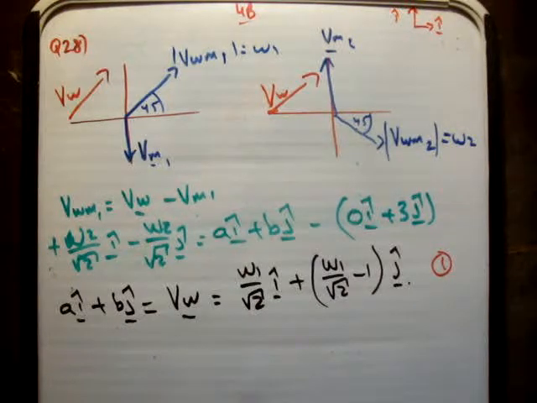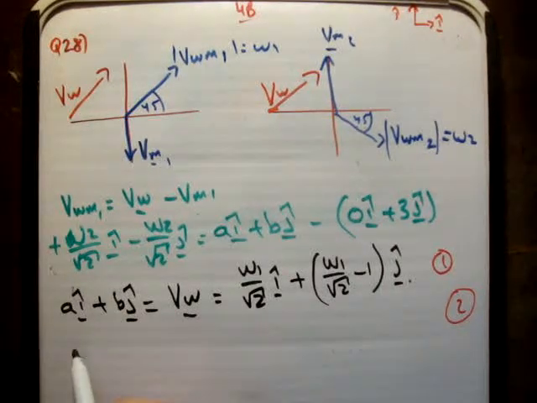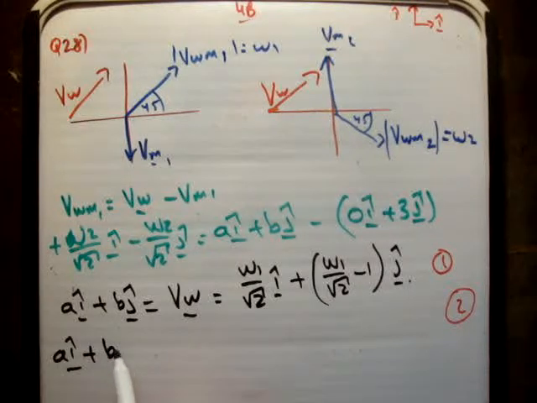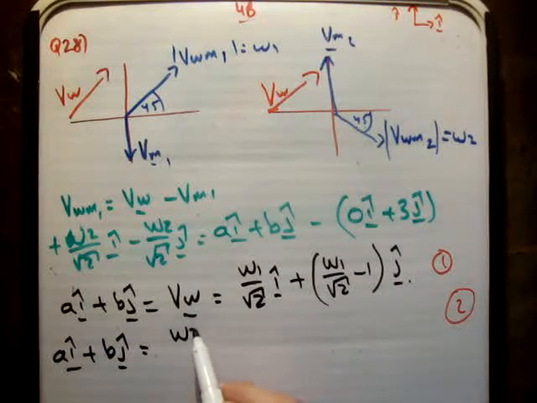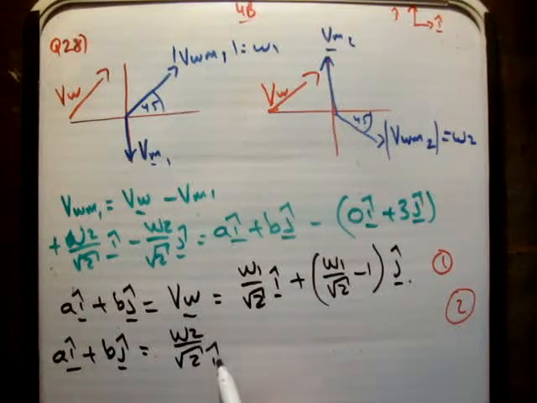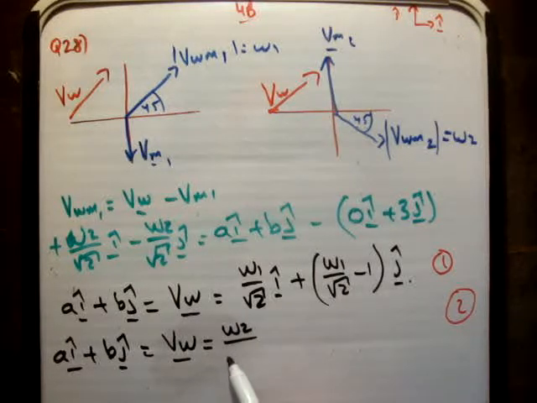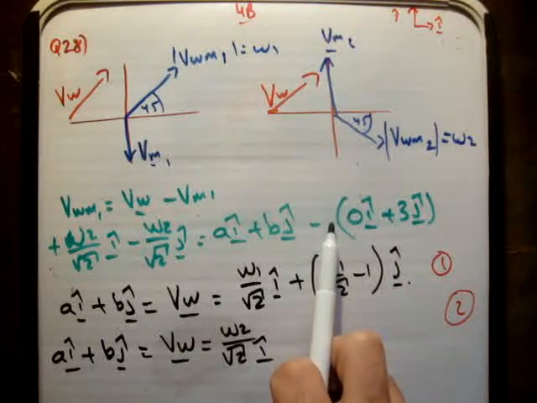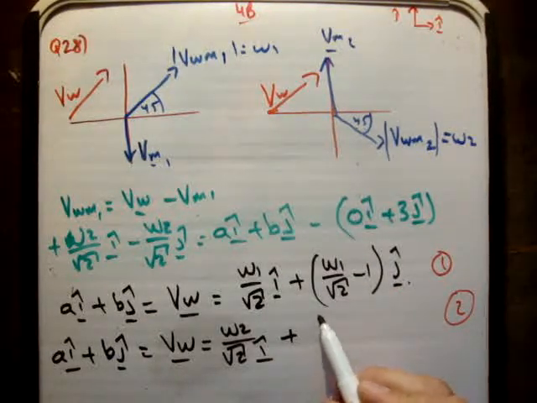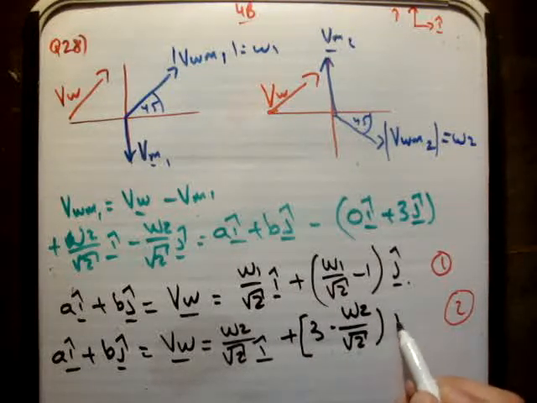So I'm going to write scenario 2 in black underneath scenario 1. So that turns out then that you're going to get a i hat plus b j hat equal to W2 over root 2 i. Actually, just one sec there, the velocity of the wind. Let's be consistent with what we've written up above. So it's W2 over root 2 i. And then we're going to get, this is going to be a negative number, and when you bring it across, it's going to be a positive number, plus the following. It's going to be 3 minus W2 over root 2 j.